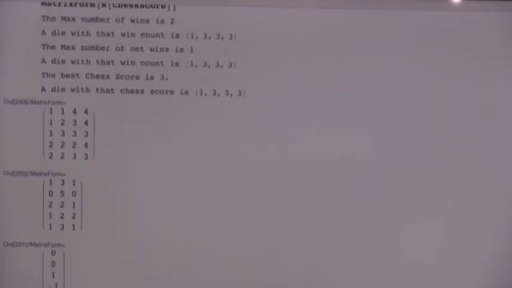So the max number of wins is 2, so somebody got 2 wins. In fact, the die with that win count was 1, 3, 3, 3, so that got the most wins. The maximum number of net wins, which is just wins minus losses, is 1, so somebody ended up plus 1, and that was 1, 3, 3, 3 also. I also did what I called chess scores, where wins give 1 point, draws half a point, and losses 0 points. The die with the best chess score was 3 points, and that was again 1, 3, 3, 3.